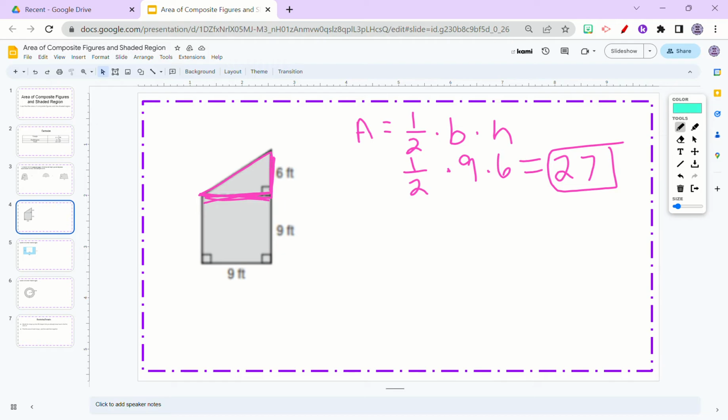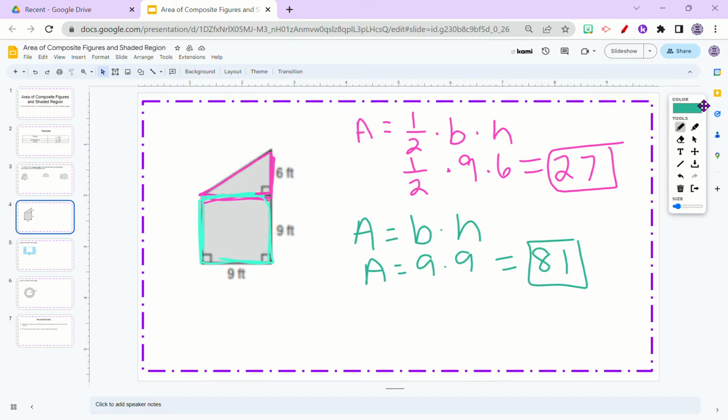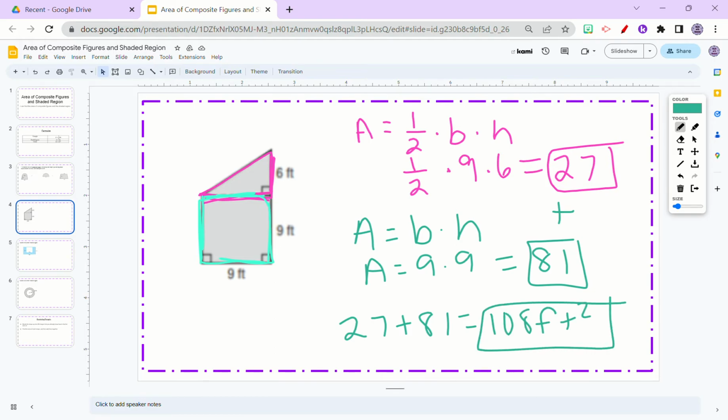All right, and then down here we have this, which is a square. And so for our square, we're going to do base times height. So our area is 9 times 9, which is 81. All right, now we're going to add those together, 27 plus 81, to get our total, which is 108 feet squared. All right, so together, the triangle and the square make up 108 square feet.